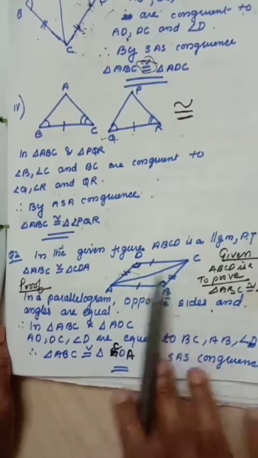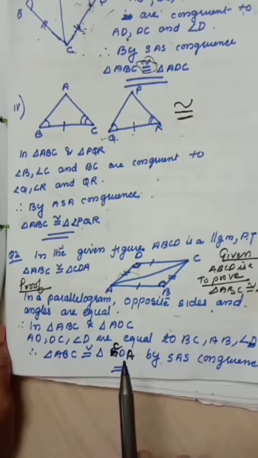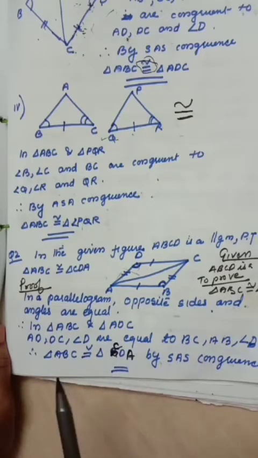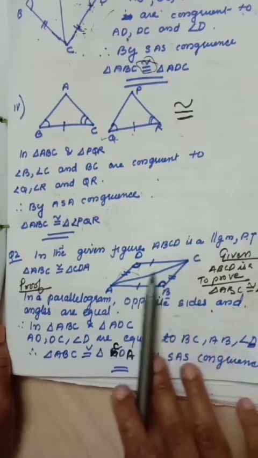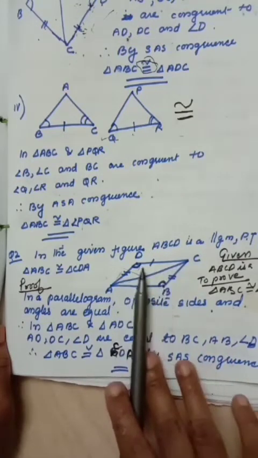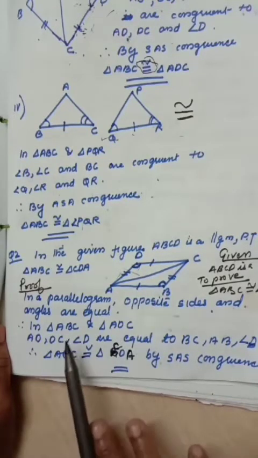Now you check it. BC equal to DA. BC, second and third letter. Here also second and third letter, DA. Now check it. AC equal to CA, because this is the common side for these two triangles. Okay, when you are writing the first triangle, no problem.